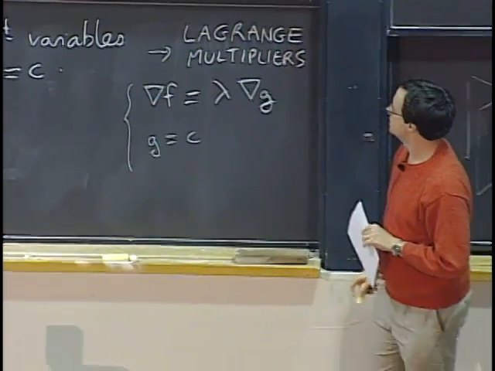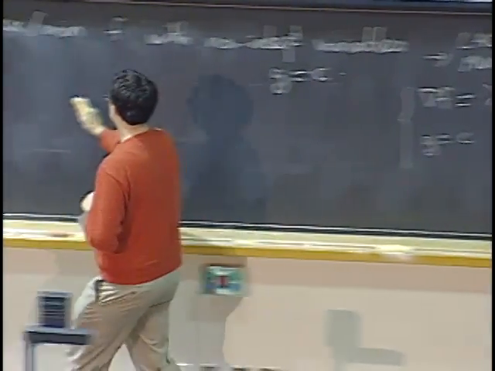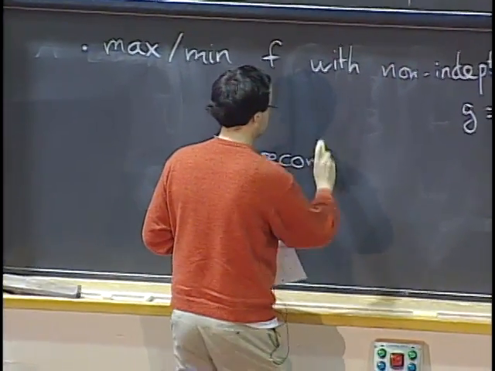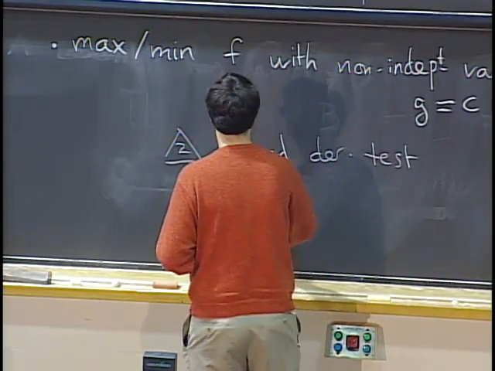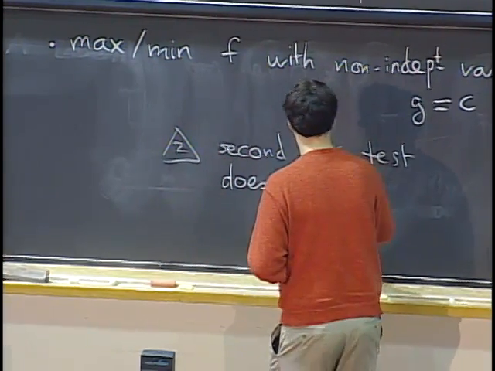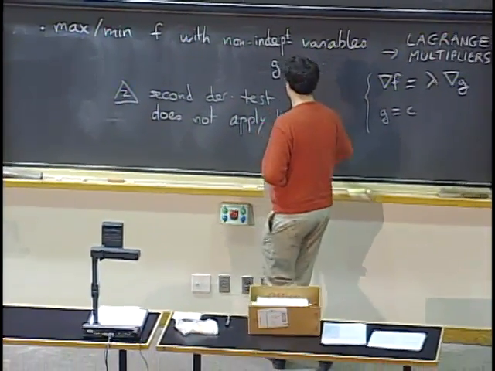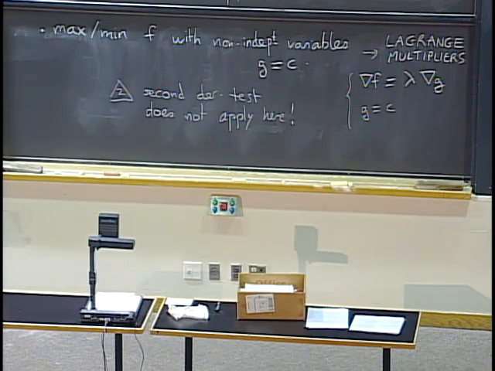And the thing to remember is that you have to be careful that the second derivative test does not apply in this situation. This is only in the case of independent variables. So if you want to know if something is a maximum or a minimum, you just have to use common sense or compare the values of a function at the various points you found.